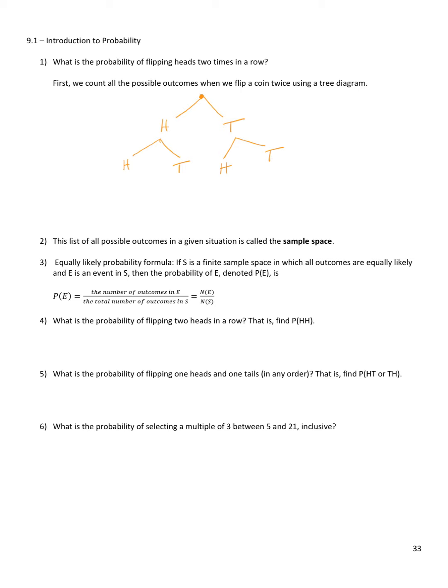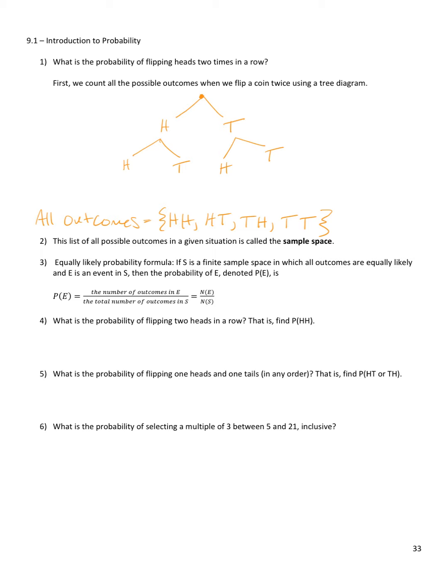So all possible outcomes are heads, heads, heads, tails, tails, heads, or tails, tails. And this list of all possible outcomes in any given situation, this one included, is called the sample space.